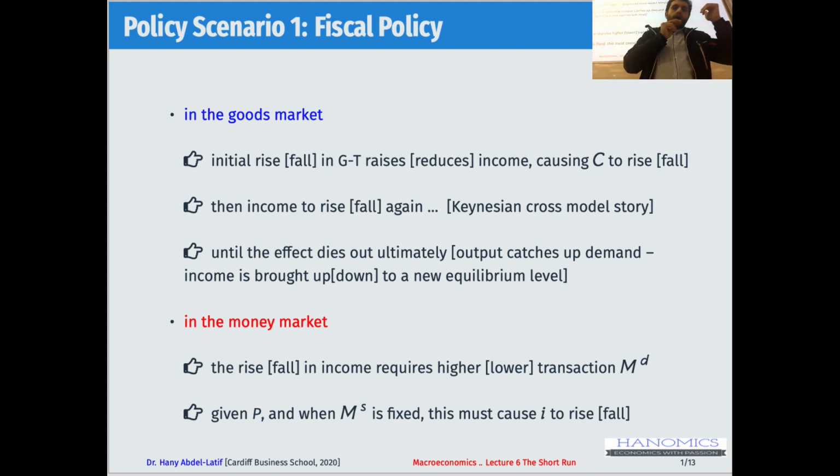Similar changes might happen in the money market, because lower income means lower demand for money for transactions. Again, the adjustment happens through the interest rate if the central bank does not choose the interest rate. But if they choose the interest rate, then the adjustment has to happen through the money supply.